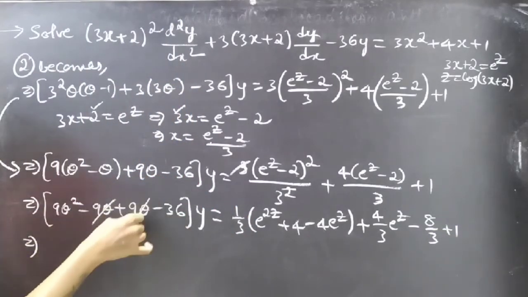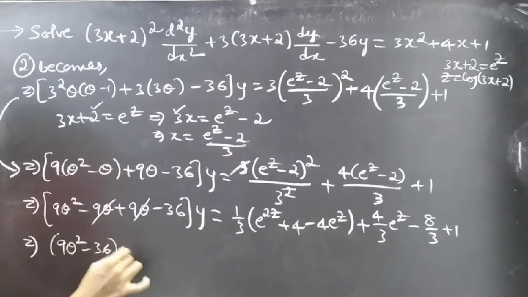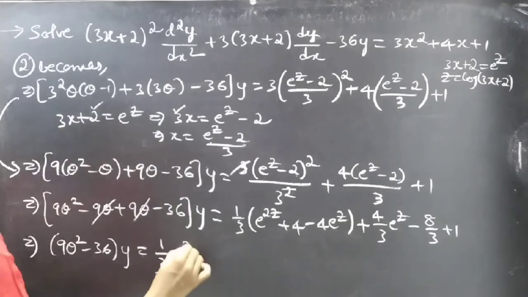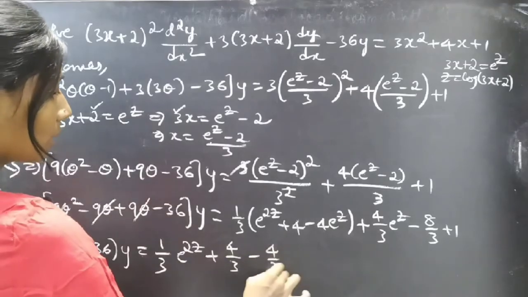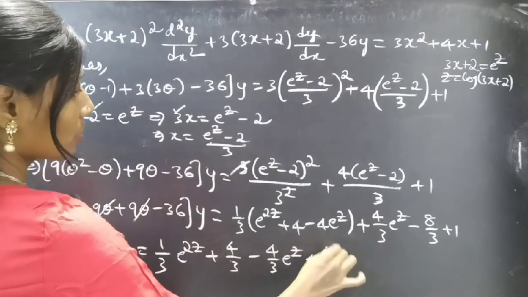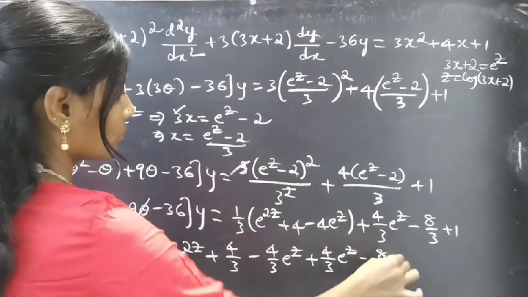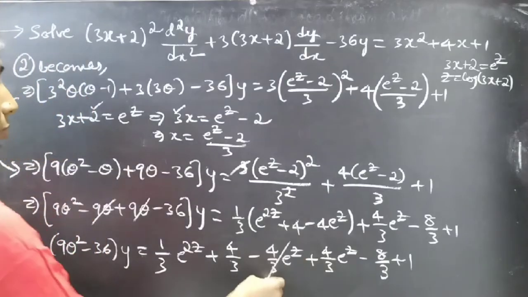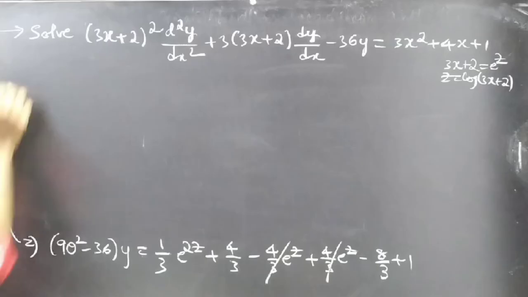Here minus 9 theta plus 9 theta gets cancelled, and this gives us (9 theta square minus 36) into y equal to 1 by 3 e power 2z plus 4 by 3 minus 4 by 3 e power z plus 4 by 3 e power z minus 8 by 3 plus 1. So here minus 4 by 3 e power z and plus 4 by 3 e power z get cancelled.